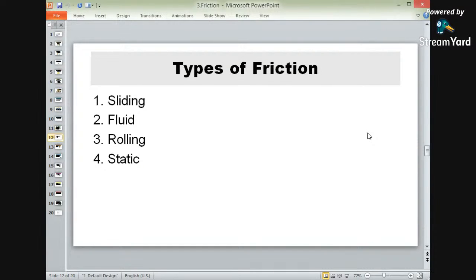Again, what are the different types of frictions? The types of friction are sliding, fluid, and rolling and static. So these are the various types of frictions: sliding friction, fluid friction, and rolling and static friction.